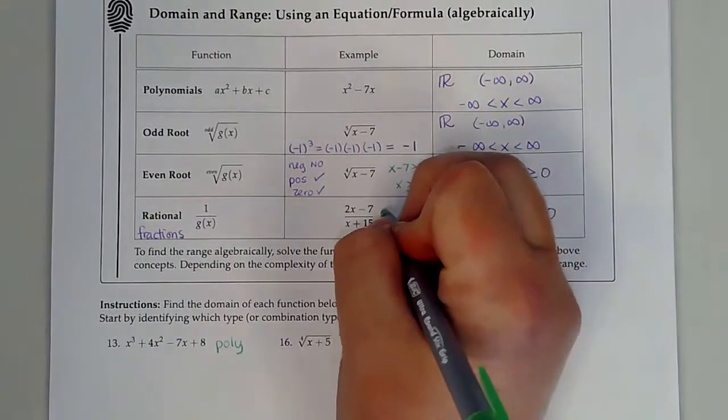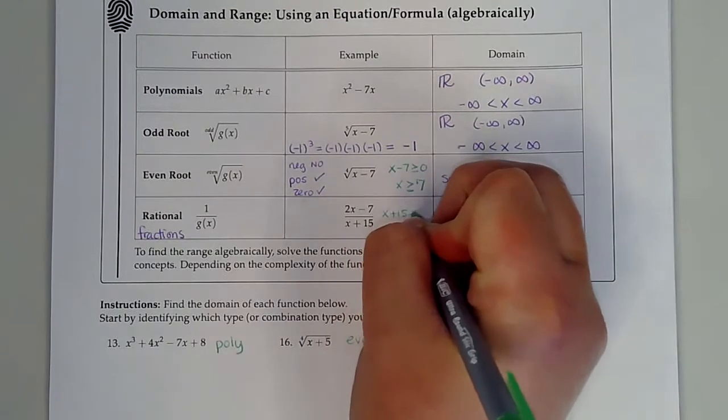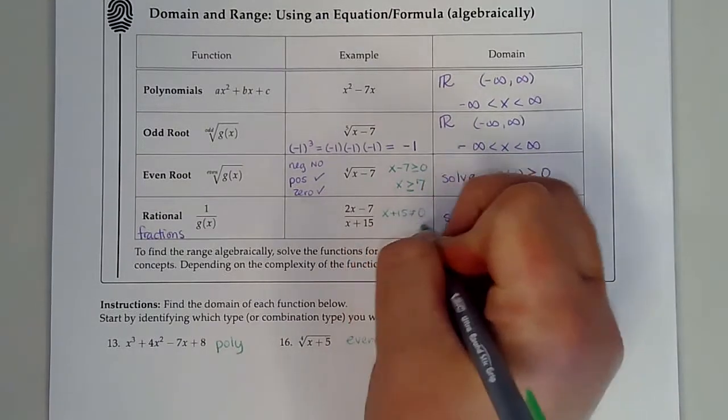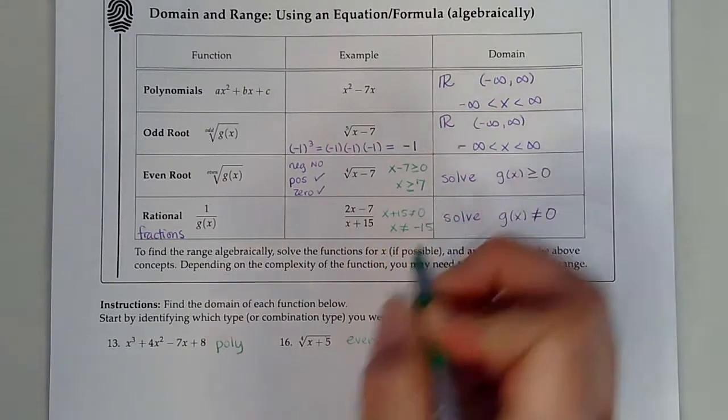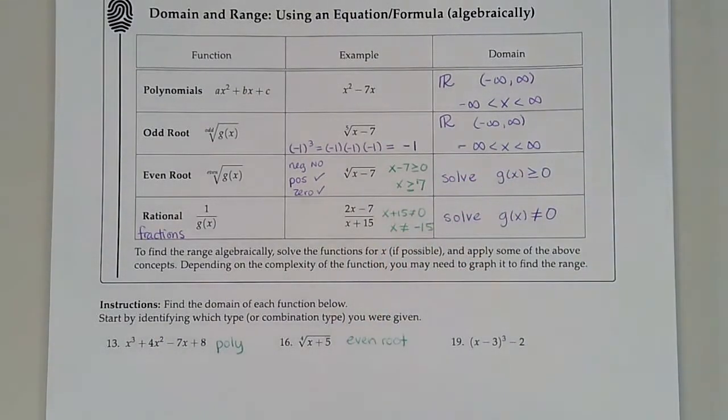So I'll take x plus 15. I'll say not equal to 0. I'll subtract 15 from both sides. So that tells me that I can put any real number in except for x equal to negative 15. That's the only number that's not in the domain.